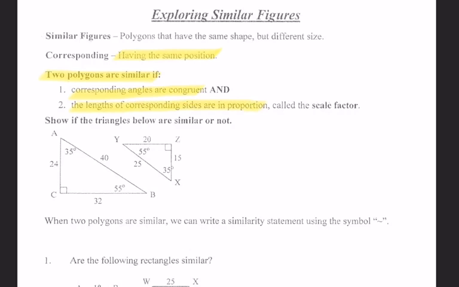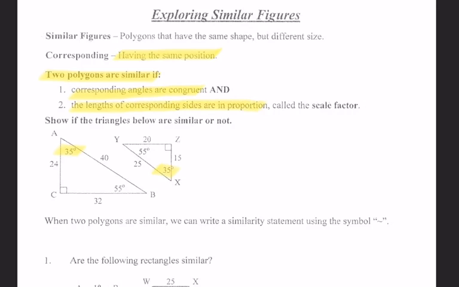So this angle right here is corresponding to this angle because they're in the same position. But we'll look at that on the next example. It makes more sense. And then it says corresponding lengths. The lengths of corresponding sides are proportional. So let me show you guys what that means.